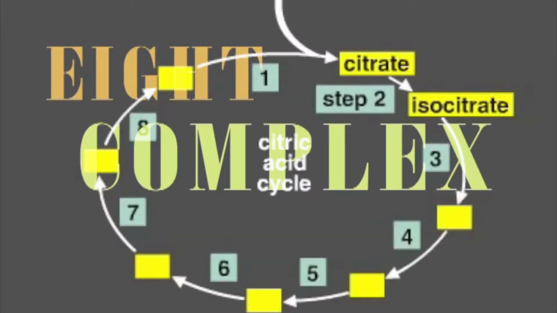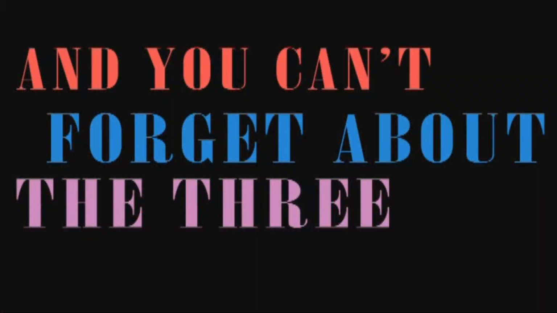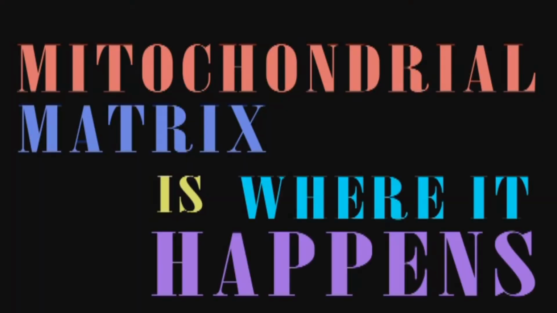Yo, some call it citric cycle or Krebs, 8 complex steps, and in the end 1 ATP, 1 FAD, and you can't forget about the 3 NADs, a series of redox reactions in the mitochondrial matrix is where it happens.